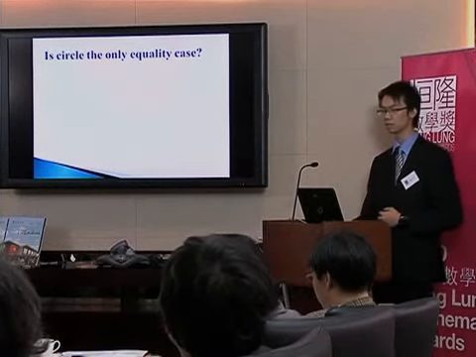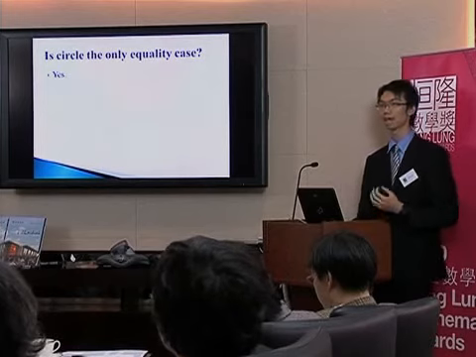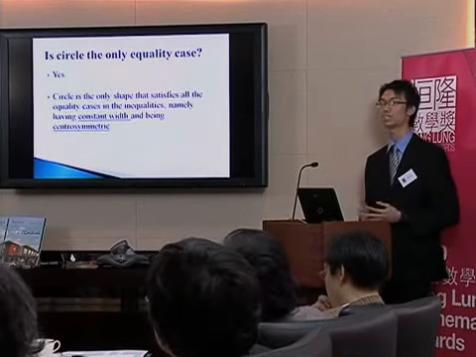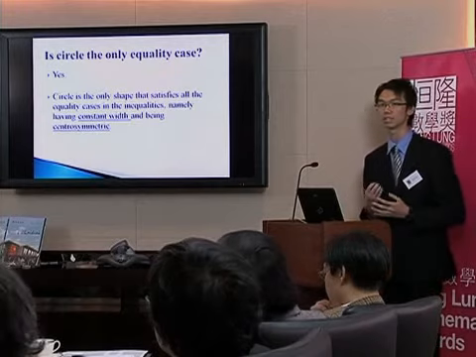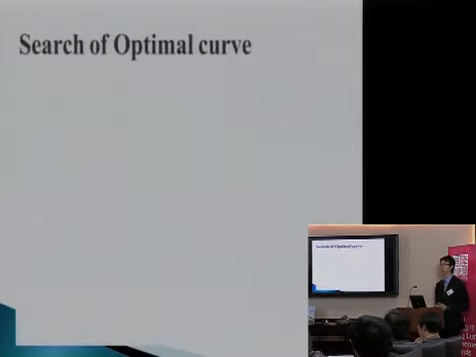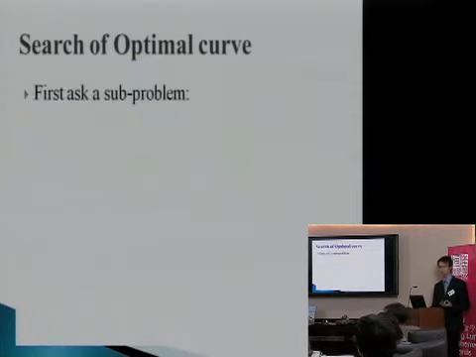But is circle the only equality case? The answer is fortunately yes. And it's because the circle is the only shape that satisfies all the equality cases among all those inequalities, namely having constant width and being central symmetric. So let's get back to the search of the optimal curve. We first ask ourselves a problem.